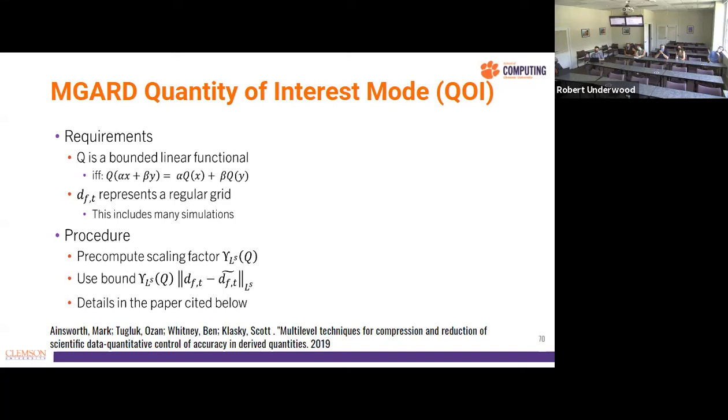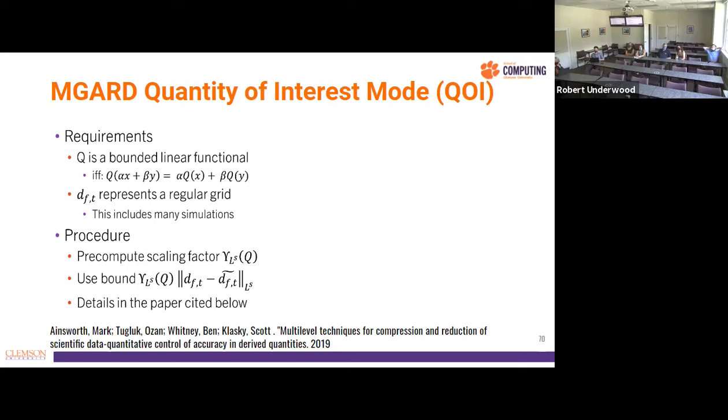MGARD Q of I has a notion of a Q, a quantity of interest, in a very similar way to what we have for OPZ config. However, MGARD places some additional constraints on their function Q. First, they require it be what's called a bounded linear functional. If you don't know what that means, basically that means that if you perform Q, you can treat it as if it obeys the distributive property. So this allows MGARD to make a series of assumptions that allow them to determine a scaling factor, gamma, that works for all problems of a particular family.